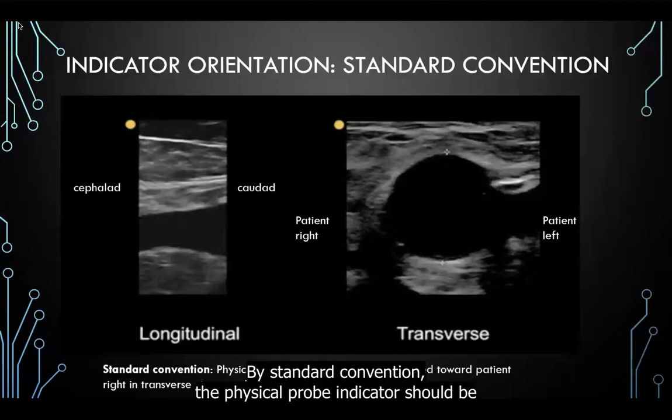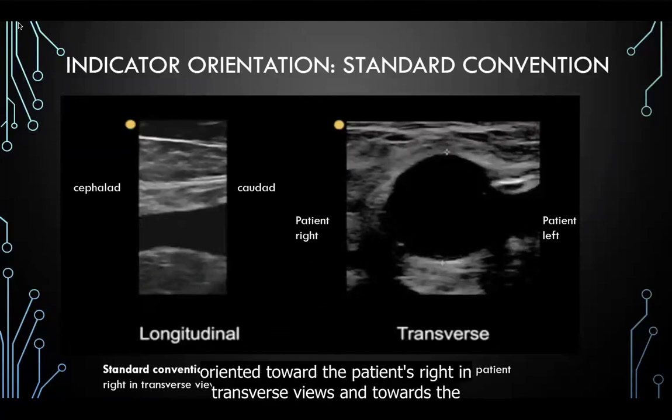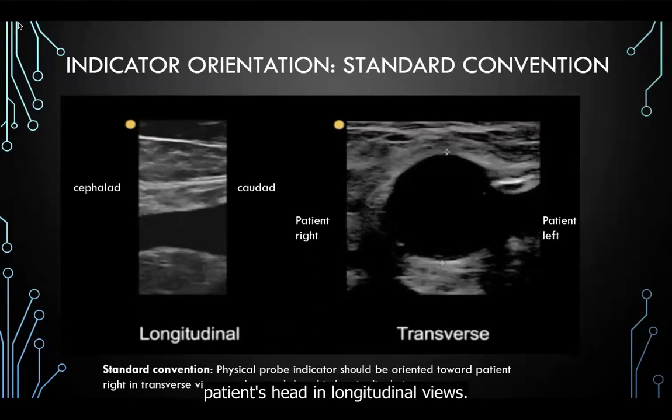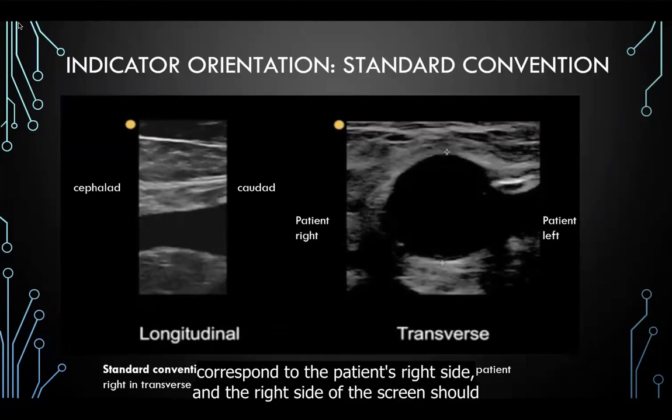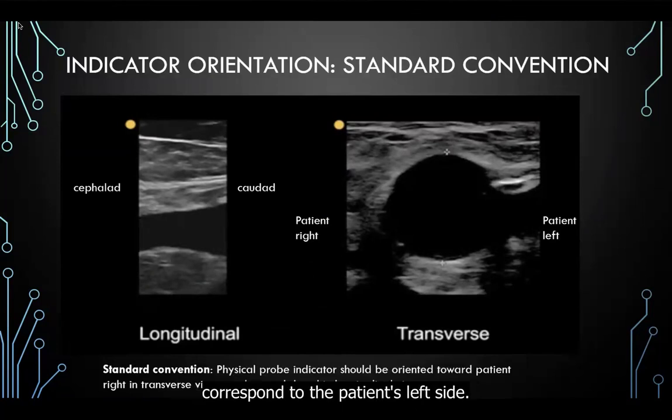By standard convention, the physical probe indicator should be oriented toward the patient's right in transverse views and toward the patient's head in longitudinal views. As a result, in transverse imaging, the left side of the screen should correspond to the patient's right side, and the right side of the screen should correspond to the patient's left side. In longitudinal imaging, the left side of the screen represents the cephalad direction, while the right side of the screen represents the caudad direction.